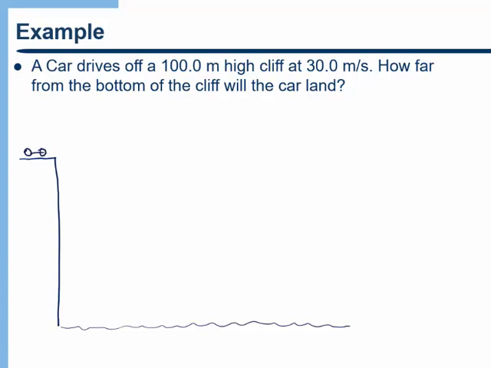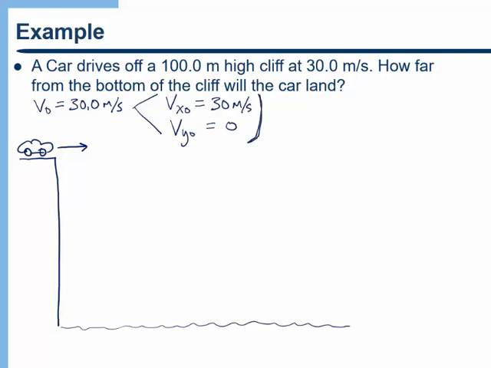I've got the car driving off the cliff. And one of the things you'll notice about this problem, since the car drives straight off the cliff, the initial velocity we're given of 30 meters per second is entirely in the x direction. So in fact, vx naught is equal to 30 meters per second, and vy naught is equal to 0. Okay, that's not going to always be true in problems. In fact, generally it won't be. But in this particular problem, we can see that initially the car is only moving in the x direction.